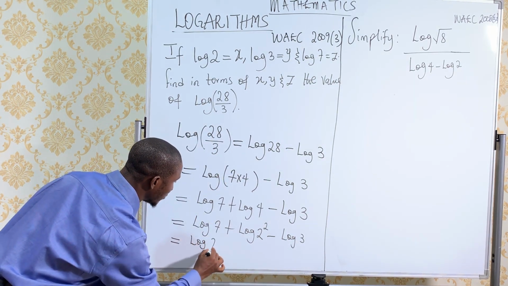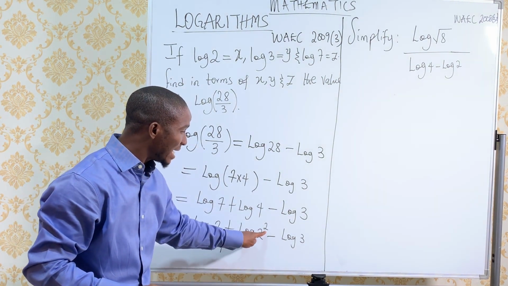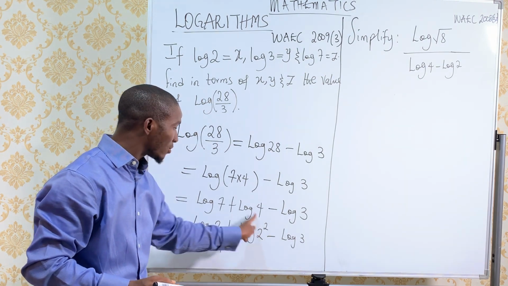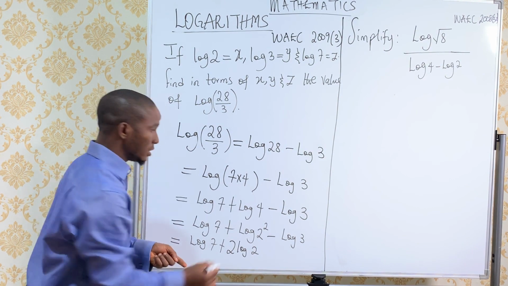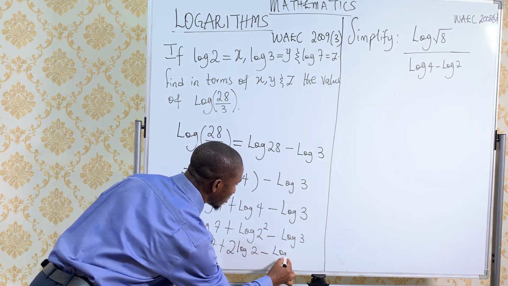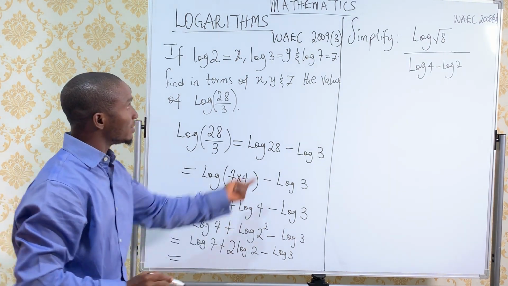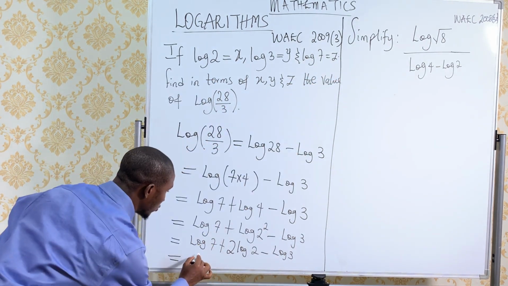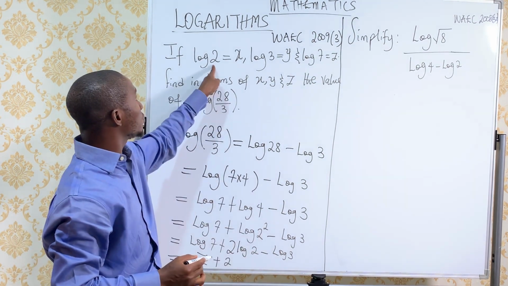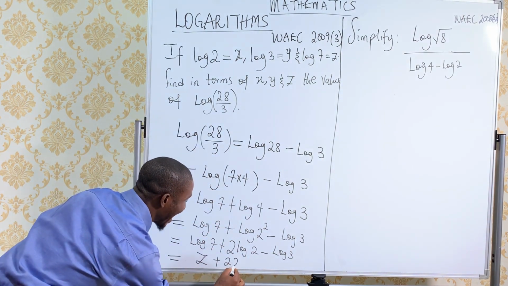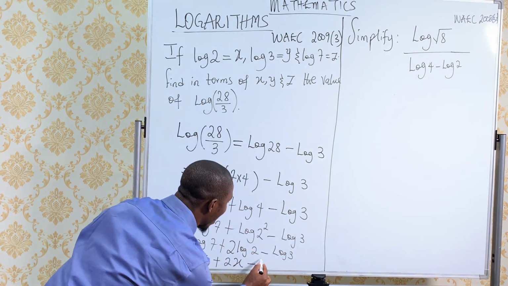Now, we have log 7 plus, from our laws of logarithms, anytime we have a power, the power can come to the back. So this power can come to the back and becomes 2 log 2. Now, minus log 3. Now, all has been achieved. Finally, log 7 has been given to be z, so we replace it with z plus 2. Log 2 has been given to be x, so we replace it with x, minus. Log 3 has been given to be y, so we replace it with y.